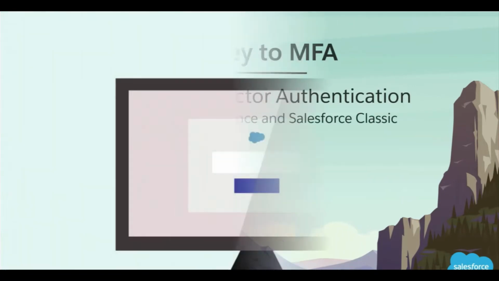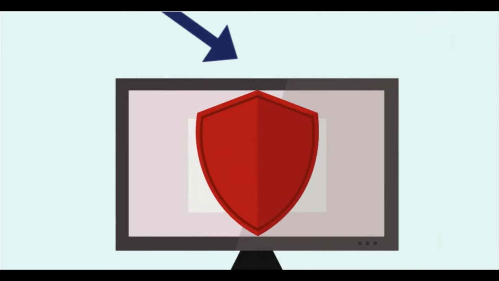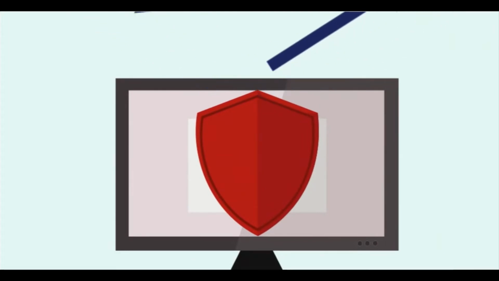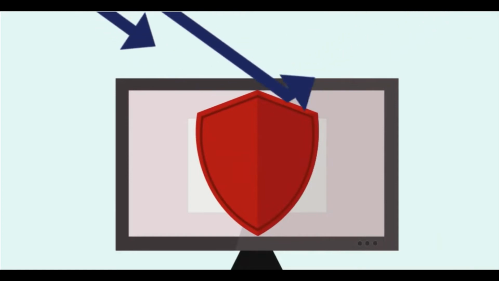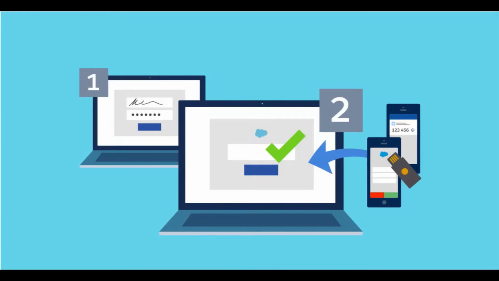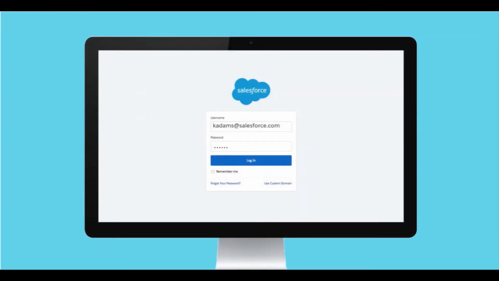In this video, we'll show you how to prevent unauthorized account access by setting up a multi-factor authentication, or MFA, login requirement for your Salesforce users. When MFA is turned on, users must provide multiple pieces of evidence, or factors, to prove their identity before they can log in. The first factor is the user's username and password.